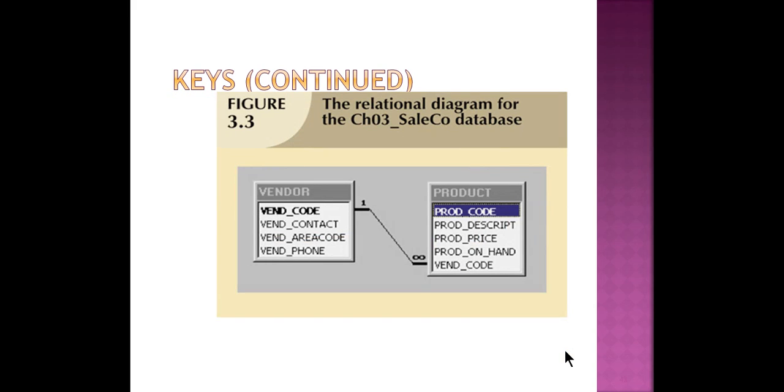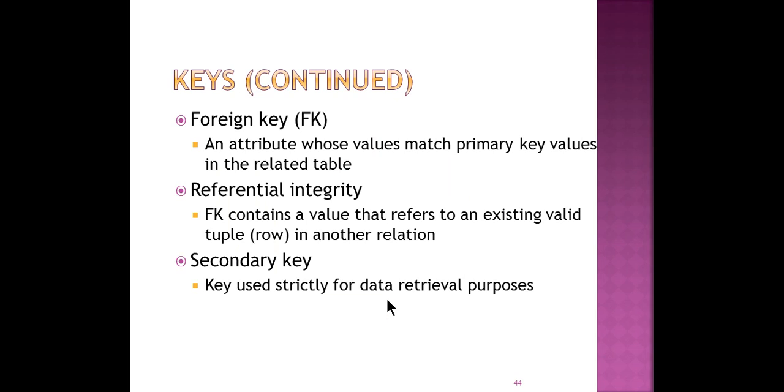In this way also you can represent vendor and product. These are the two relations and these two are interconnected using the foreign key vendor code. In this way also you can represent the relational diagram. We have discussed foreign key, and because of foreign key referential integrity is also possible.